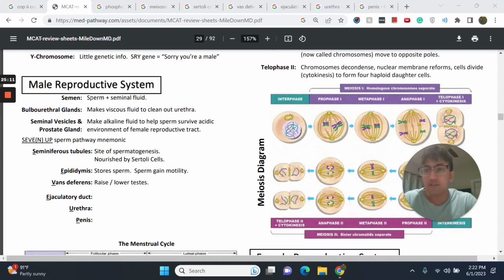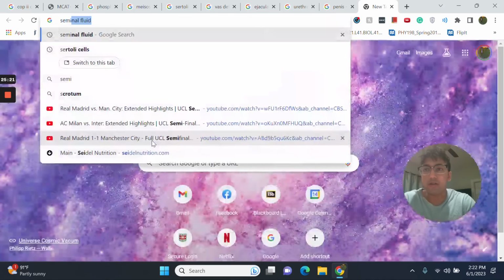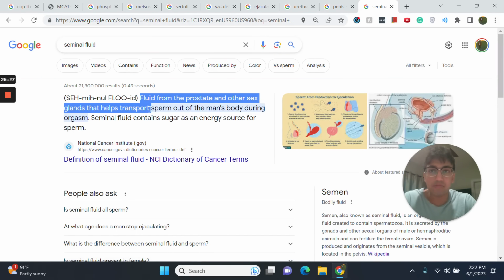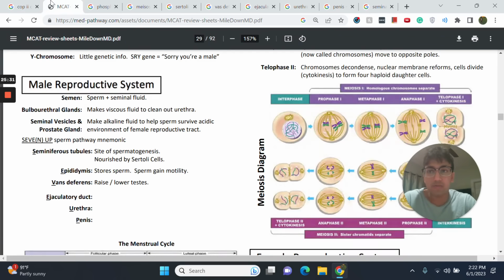All right. So the next thing to consider is the semen. The semen contains sperm as well as seminal fluid, and seminal fluid is essentially anything that helps the sperm move. So fluid from the prostate and other sex glands that help transport the sperm out of the body. So they're responsible for transportation.